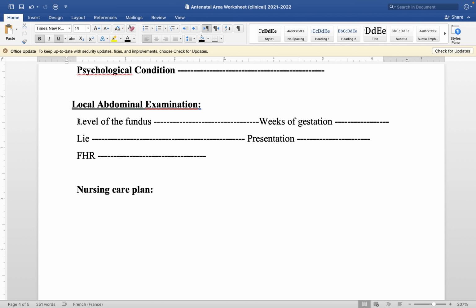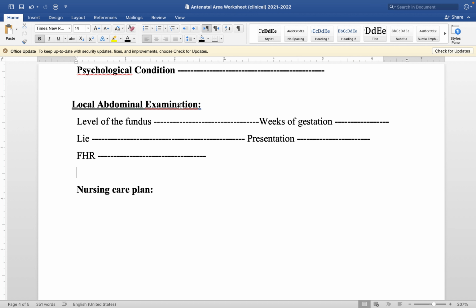We mean by that Leopold's maneuver. We're going to teach you how to assess the level of the fundus to identify the gestational age. You're going to record it here definitely, and the lie of the baby, longitudinal, transverse or oblique, and the presentation, for example, is it cephalic or breech. Also we're going to teach you how to record the fetal heart rate using a Doppler machine. And this is a lab by itself. There are a lot of details going on over here, but inshallah we'll cover it in the lab.